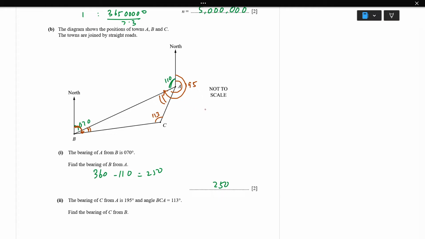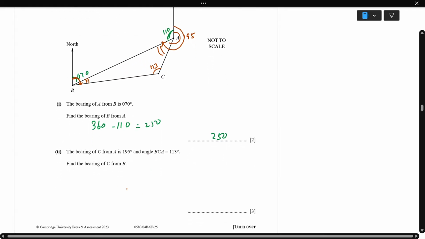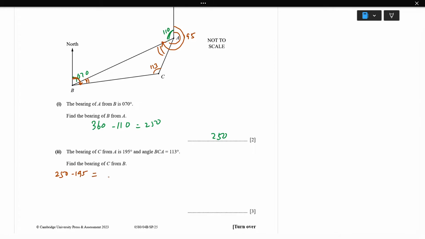So we can find this angle easily. It's 250 minus 195, which equals 55. So this angle is going to be 55. Now we can find this angle easily because 180 minus (55 plus 113) equals 12. So this angle is going to be 12. So the entire angle is going to be 70 plus 12. So the bearing of C from B is 70 plus 12, which is 82.